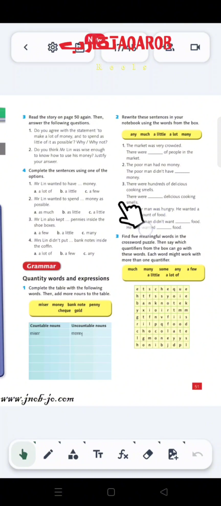Now, number 3. There were hundreds of delicious cooking smells. There were blank delicious cooking smells. So, is the phrase cooking smells countable or uncountable? Yes, it's countable. So we use many. There were many delicious cooking smells.